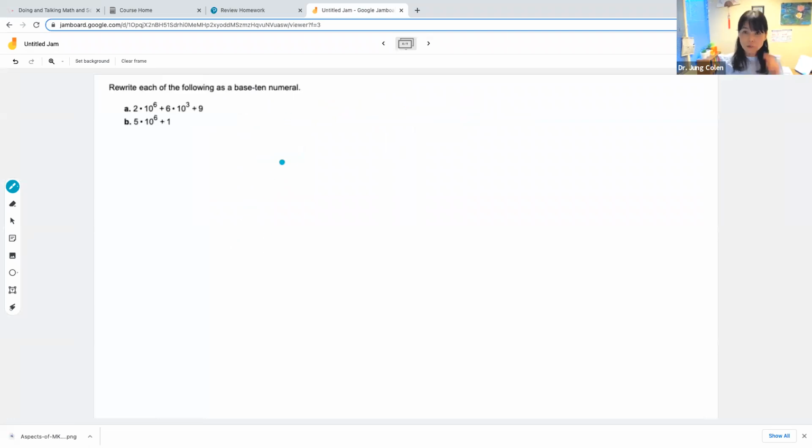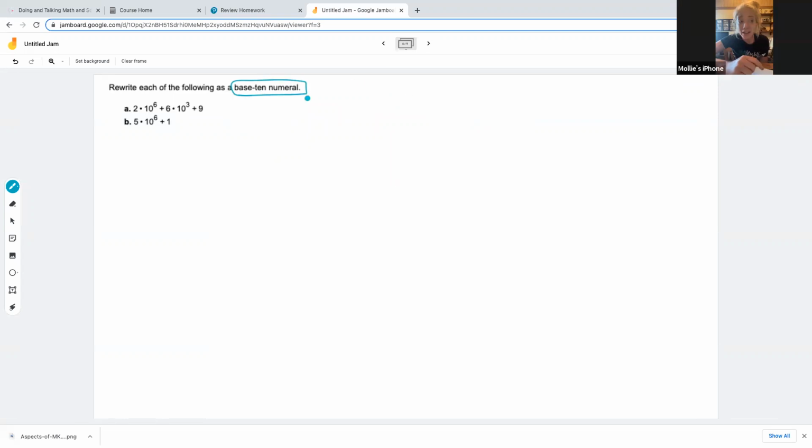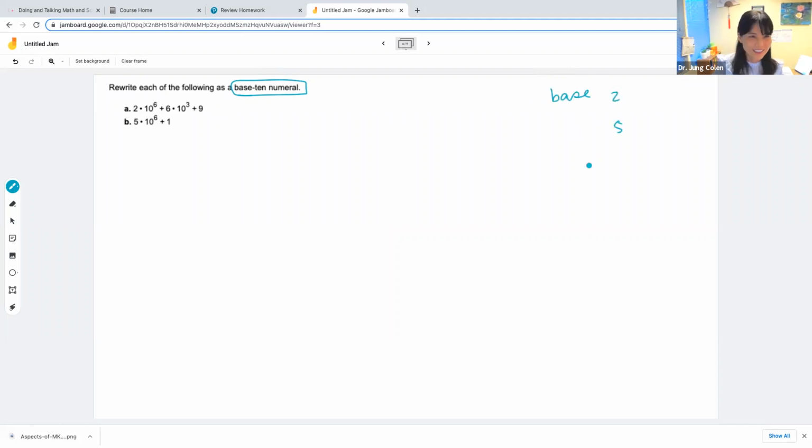This one, rewrite each of the following as a base 10 numeral. So because it's saying base 10, maybe it freaked you out, just like base 2 did. It did base 5. And then when I saw the correct answers, it made way more sense to me. But if you want to explain it to me again, that'd be great. Yeah, so base 10 is the number that we are using in our number system. Other bases in the questions were like base 2 or base 5.